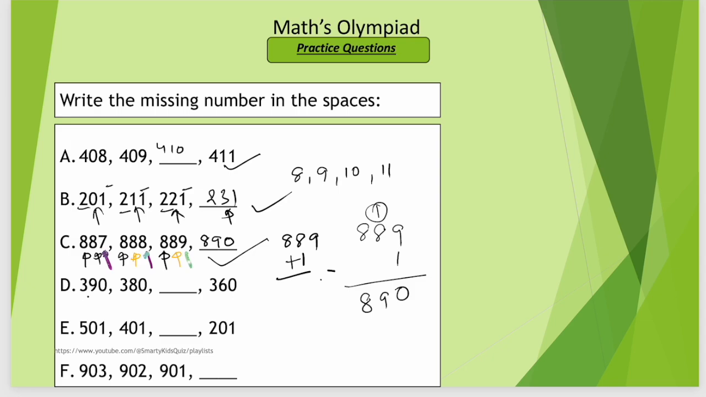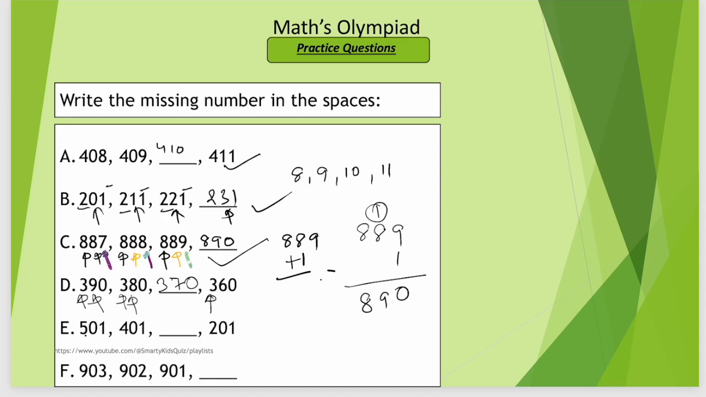Now here, 390, 380, 360. See here, the hundreds place is 3, 3, 3. The hundreds place is not changing. Now what is changing? Tens place 9, tens place 8, decreasing by 1, right? Now the ones places 0, 0, 0 are not changing. So here I can write 3, decreasing by 1, 7, and 0. So 370.